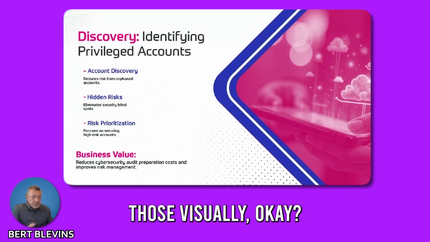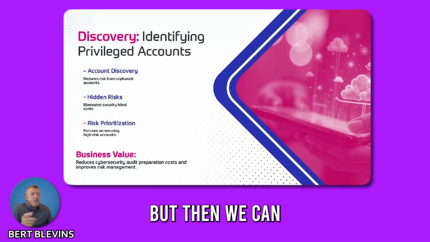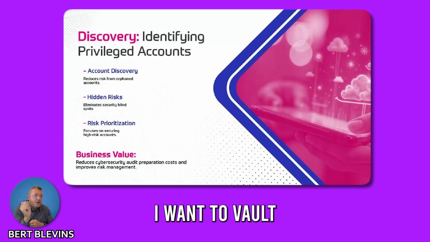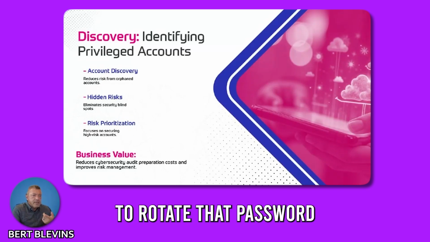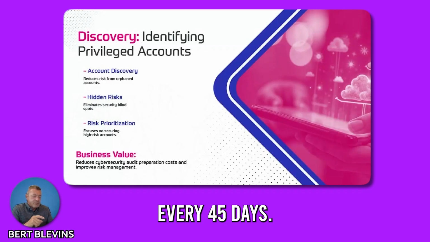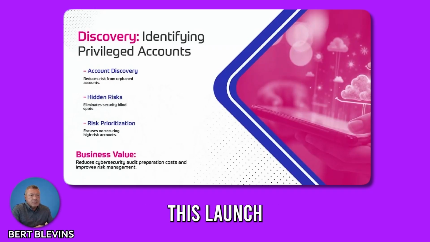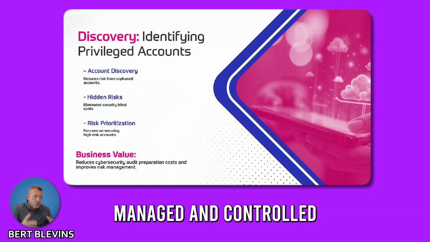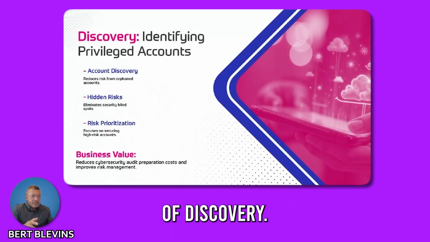Not only are we going to see those visually in a network diagram of all these accounts, but then we can slice and dice, select on those accounts, and say, I want to vault that account, because then we're going to be able to rotate that password every 45 days. We're going to be able to do session monitoring on any session that's launched from that particular credential. We're going to do things with that credential now that it is vaulted, managed, and controlled within the privileged access management system. This is the power of discovery.